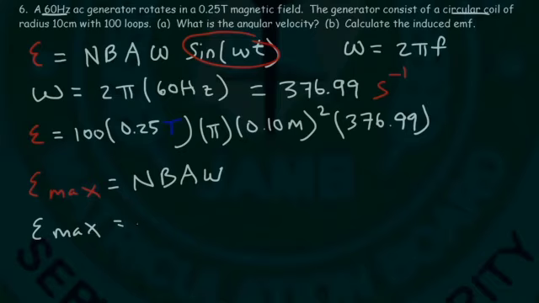So this is going to be the peak output. It's going to be 100 times 0.25 times pi times 0.1 squared times 376.99. So the maximum output is 296.1 volts. That's going to be the maximum EMF generated by this particular generator.